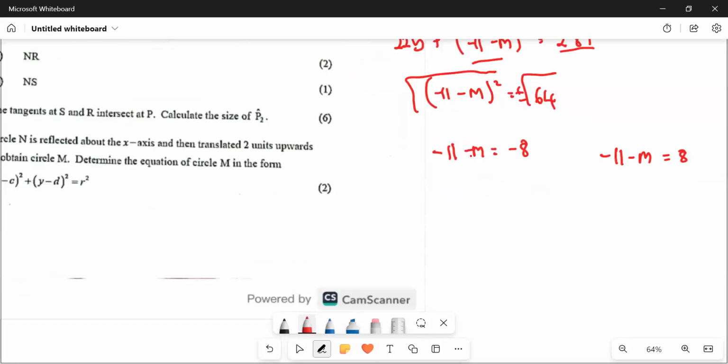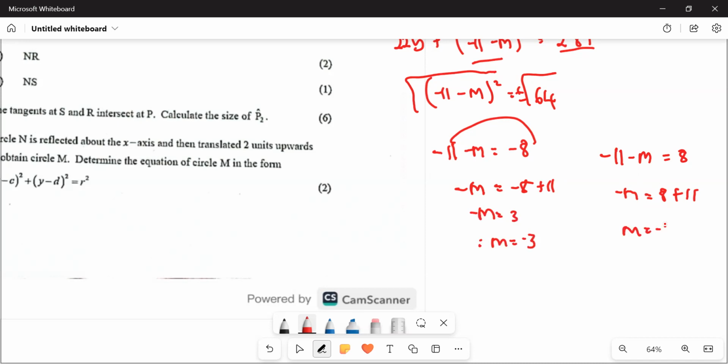And then you work this out. Take this 11 to the other side. Minus m is going to be equal to minus 8 plus 11, so minus m equals 3. Therefore m is going to be minus 3. For this side, minus m equals 8 plus 11, so m is equal to minus 19. It's fine, you don't have a problem.